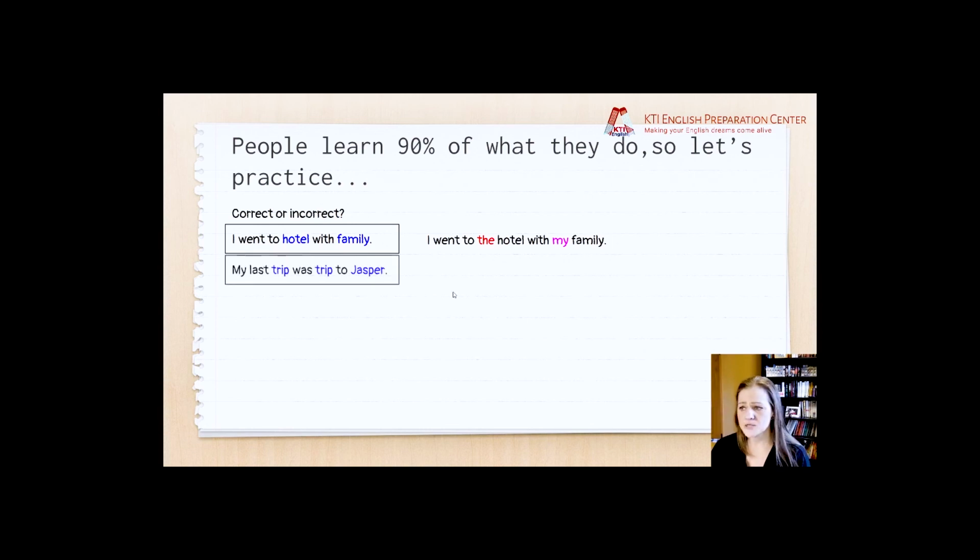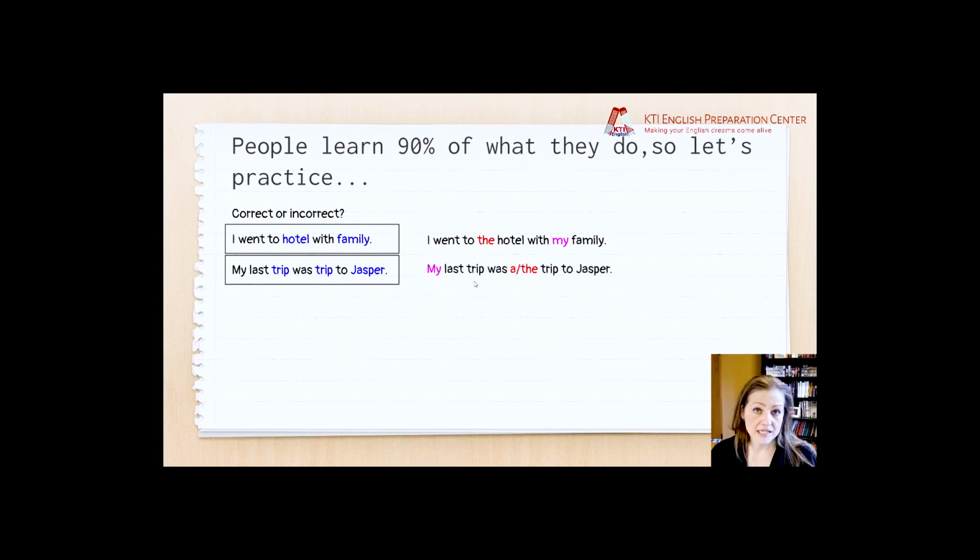Okay, next one. "My last trip was trip to Jasper." I've got in blue all of the nouns: singular noun, singular noun, singular name noun. Jasper is the name of a tourist town, a mountain town here in Alberta. Jasper is a place we go to ski or to hike in the mountains or camp, right? So it's a specific name of a specific place.